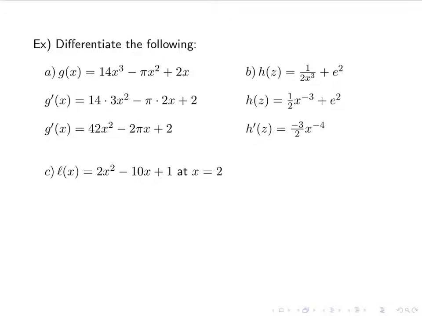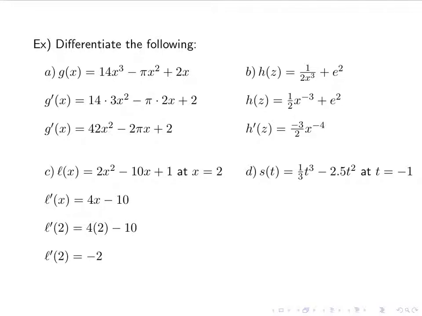For C, we have L of x equals 2x squared minus 10x plus 1. And we want to find the derivative at x equals 2. So we haven't done one of those yet, but we've done them in the past. So the first thing I'm going to do is differentiate the function. So L prime of x would give us 4x minus 10. So again, 4x from 2 times 2x, and then minus 10. The derivative of 1, remember, is 0. So to find L prime of 2, everywhere I see an x, I'll plug in 2. So I have 4 times 2 minus 10, which gives us negative 2.